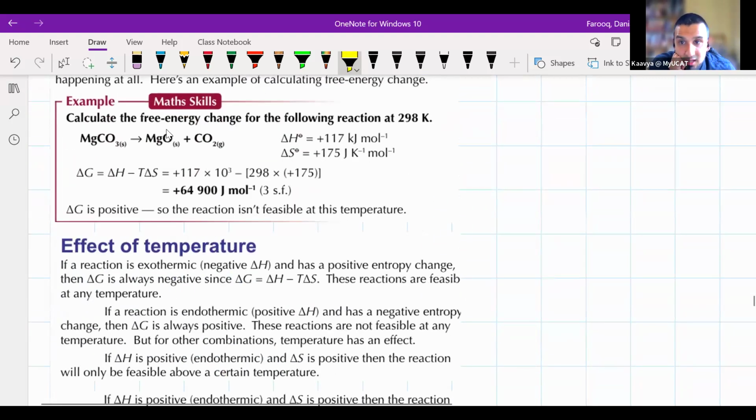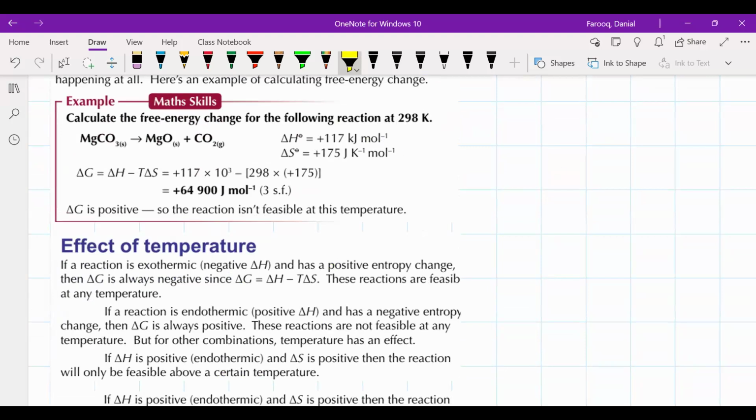So let's calculate the free energy change for the following reaction. You do delta G equals delta H, which has 117 kilojoules.